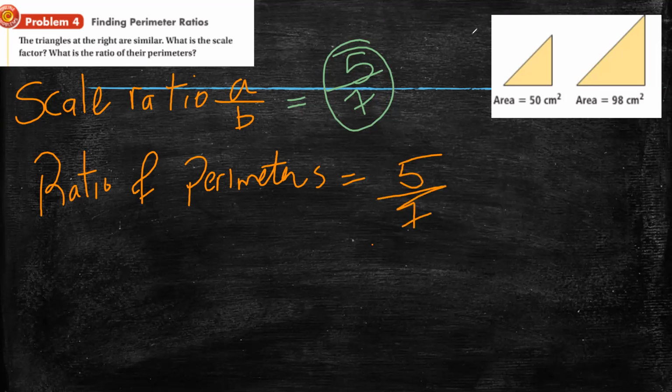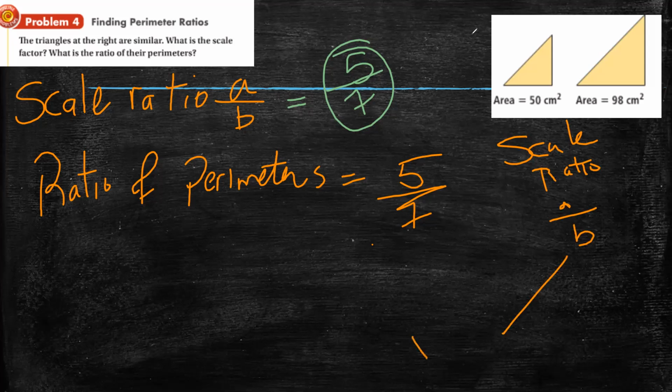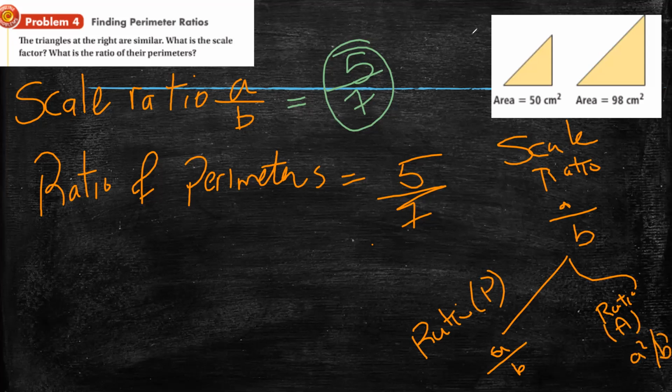5 over 7. Because, as we said, the scale ratio is A over B. From it, I can find the ratio of the parameter, which is also A over B, and also it can help me to find the ratio of the area, which is A squared over B squared.